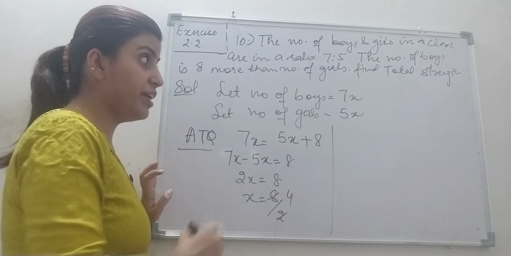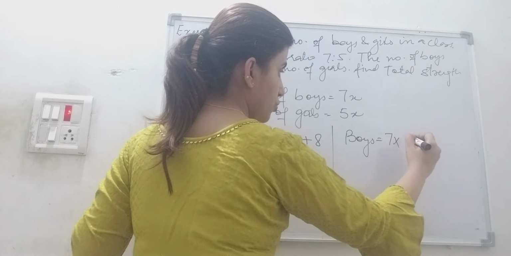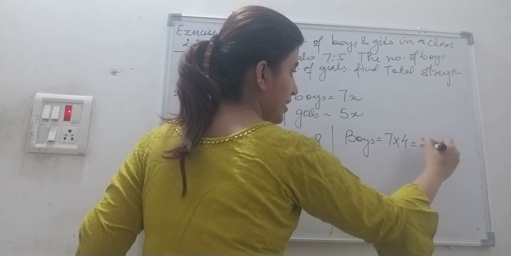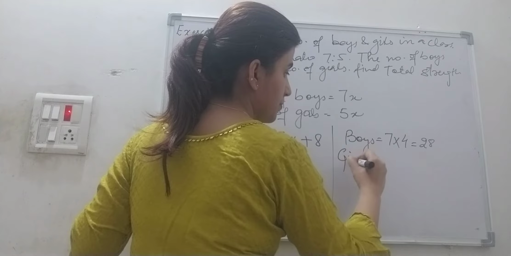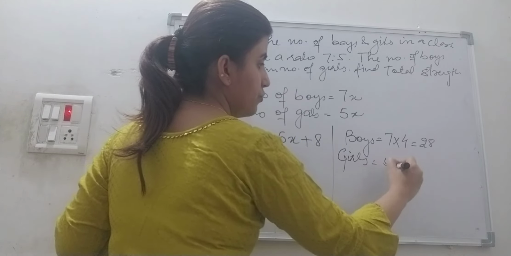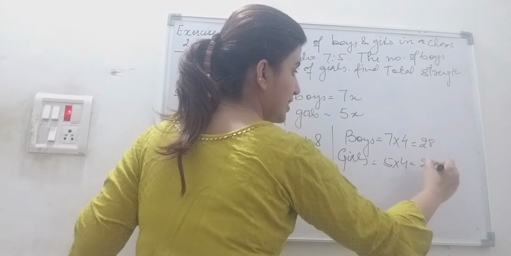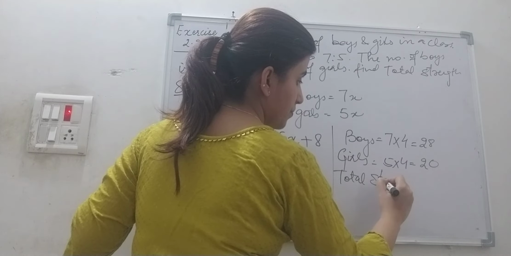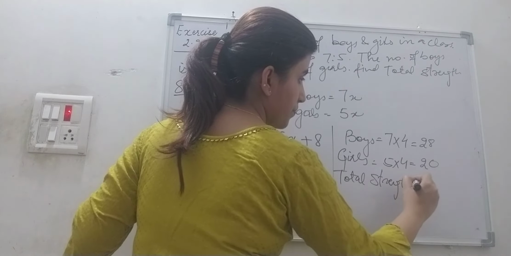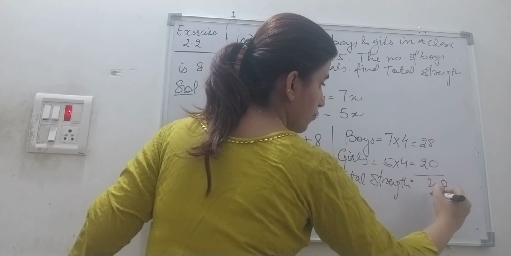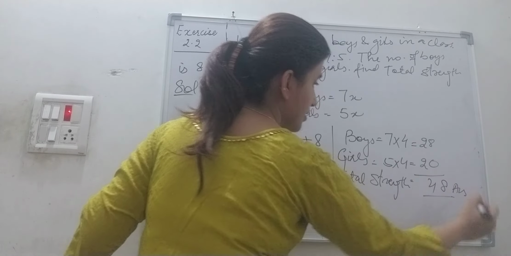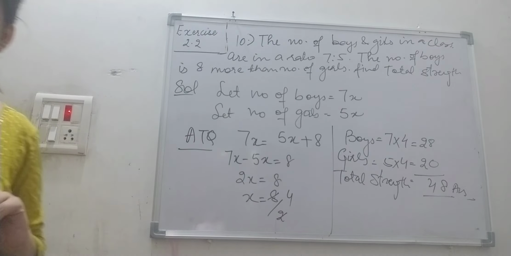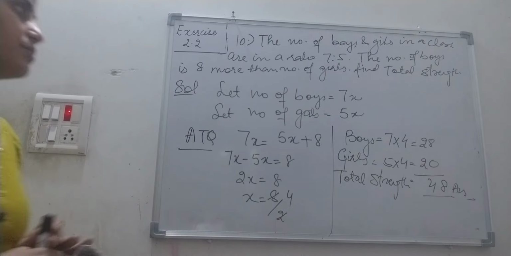Now let us find out the strength. But before that we have to find the boys and girls also. So boys, 7 into 4, 28. Girls, 5 into 4, that makes 20. Total strength, add up, 48. This is your answer. Hope it is very clear and easy question.